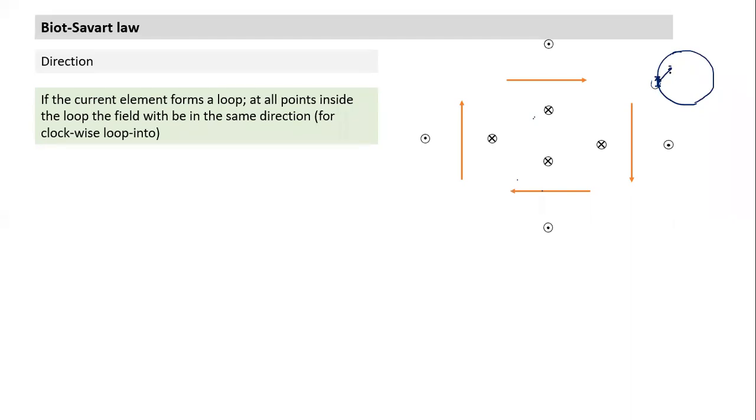What is the direction of field? Direction of field will be like this. Suppose I take another element here also. This element also lies in the plane of paper or plane of drawing, and r vector also lies in the plane of the drawing. So again, due to this element also, the field is perpendicular. Which direction? Cross.